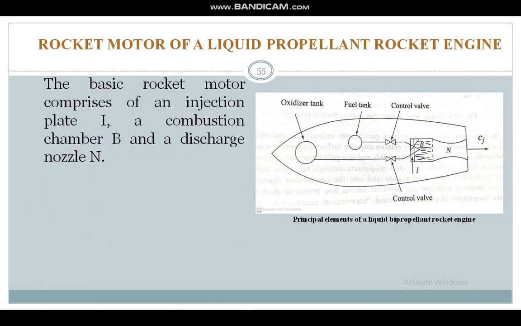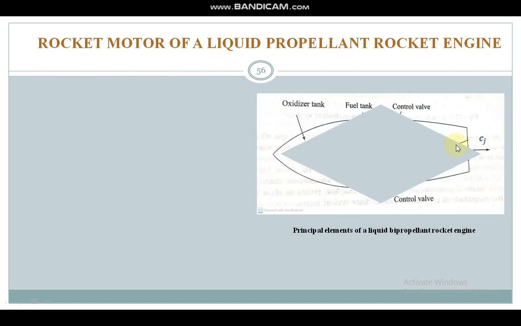The basic components of the motor comprise an injection plate, through which the droplets, a mist of fuel droplets and the oxidizer, are sprayed into the combustion chamber. B is the combustion chamber and N is the discharge nozzle, as discussed.